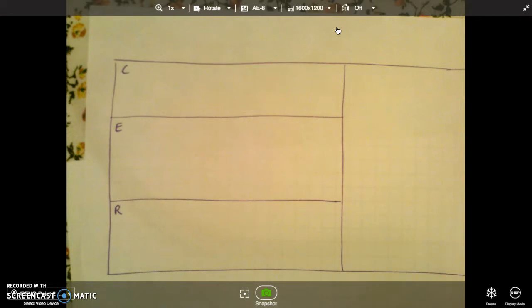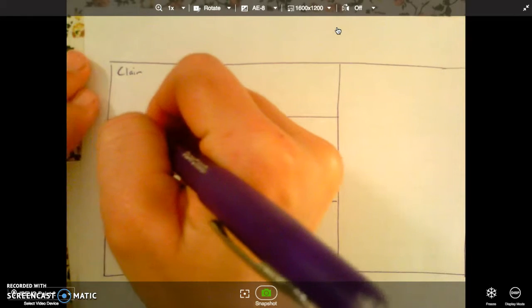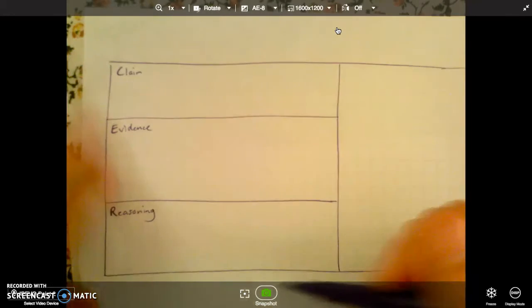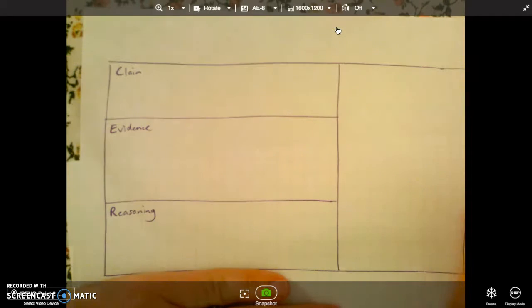I actually didn't have an SDQ copy here, but that's okay. I just drew out the box. Remember, we have our claim, evidence, and reasoning. And you are first just responsible for this portion, so the claim, evidence, and reasoning portion. You don't need to do the revisions yet, and you don't need to do the questions part either, so we'll do that in class during the SDQ.